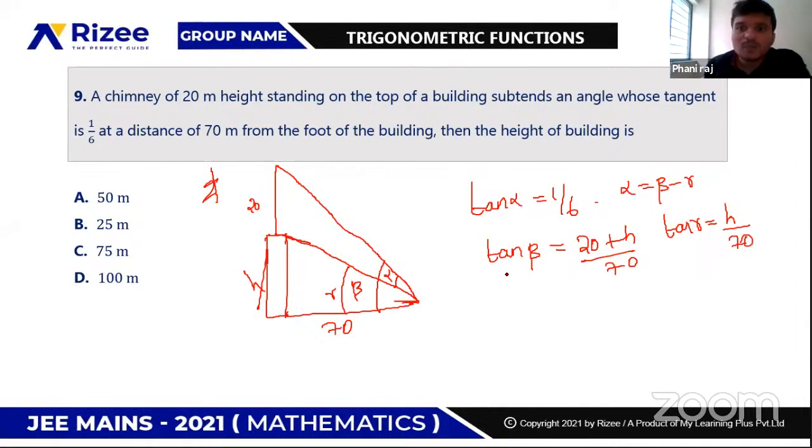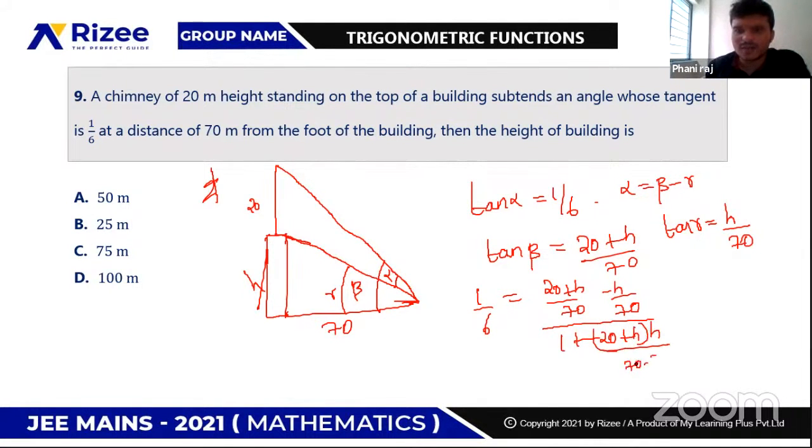Now tan of (beta minus gamma) equals tan alpha, which is 1 by 6. So 1 by 6 equals [(20 plus h) by 70 minus h by 70] by [1 plus (20 plus h) into h by 70 into 70]. We'll write it as 20 by 70 only, since that is better to cancel stuff and it will be easy, into (70 plus h) into (20 plus h) by 70 into 70.